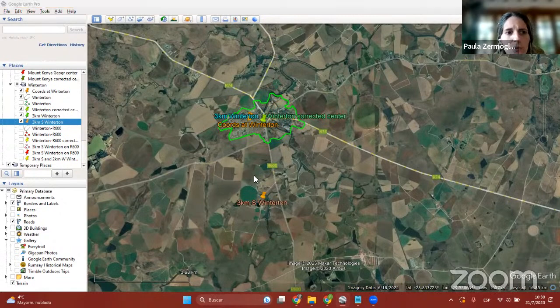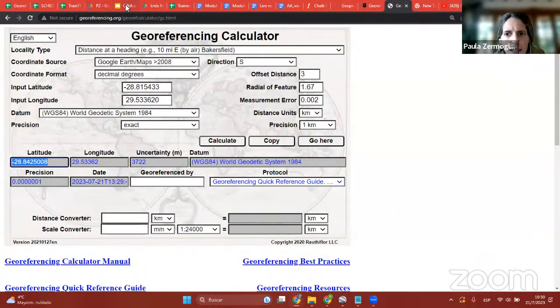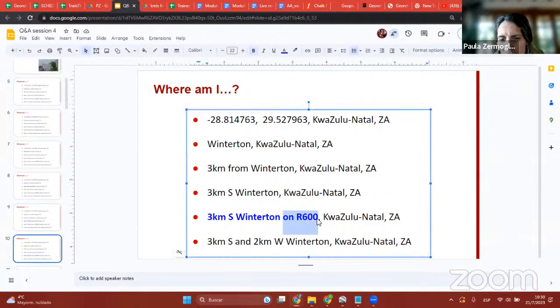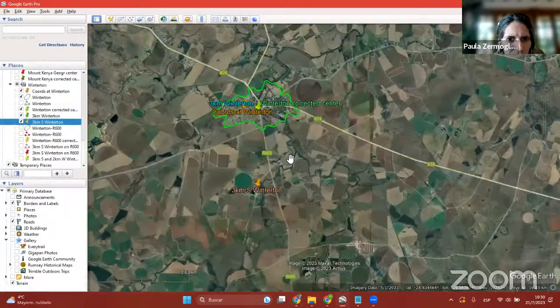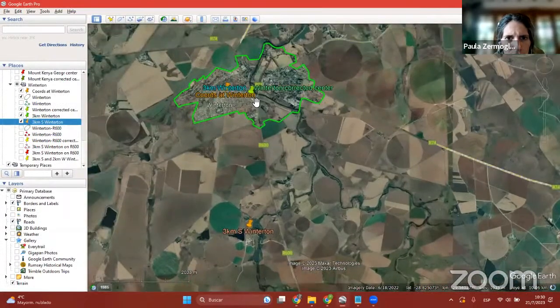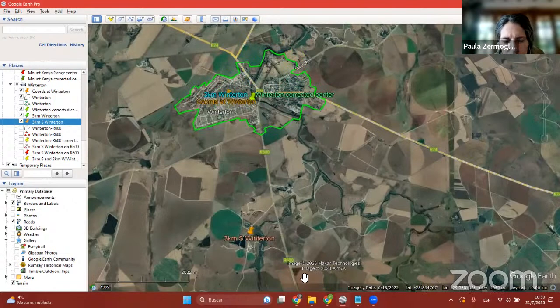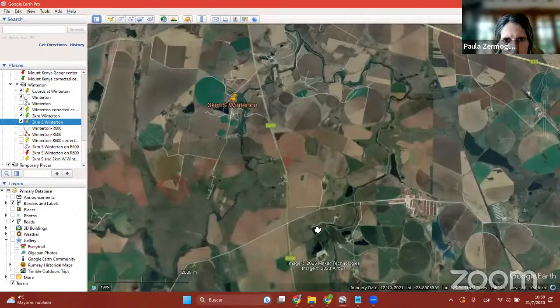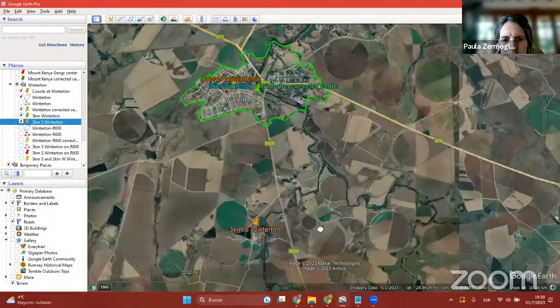Now, we have to move to the next location, which is 3 kilometers south of Winterton on this particular route, R600. So let's look at it on the map. R600 is this route that goes through here and goes kind of south to the next town. So the location description is telling us that they moved 3 kilometers south, but on this particular route.